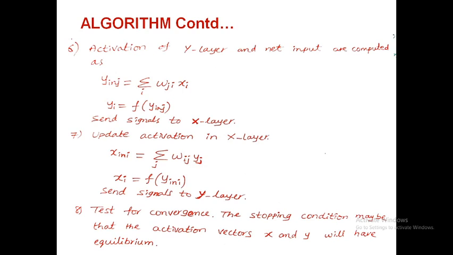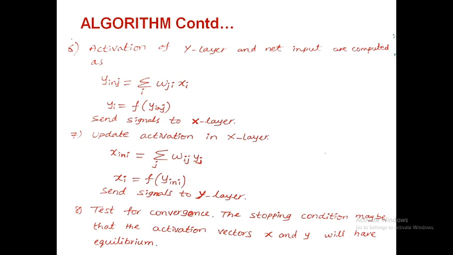In the 8th step, when you test for convergence, the stopping condition may be that the activation vectors X and Y reach equilibrium. Equilibrium means that from X to Y, your input pattern is given to X, then X to Y, then Y to the actual output, and the actual output is compared with the target output. If it is matching, then we need to test it again in the same way with respect to the x layer.